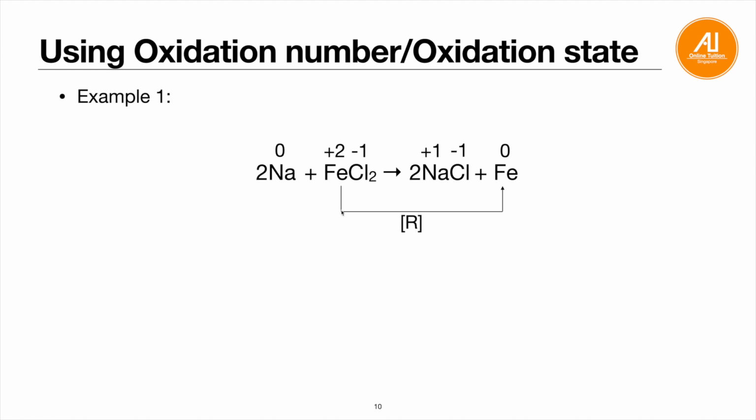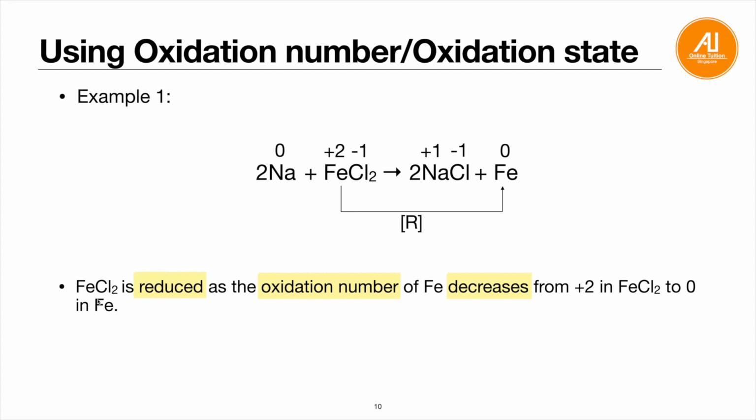Okay, then which element? Okay, so we write down the statement first. So this is the way you write it in a very clear format, like a template for you. Okay, FeCl2 is what? This whole compound is reduced. Okay, as what? The oxidation number of what? Of iron. Okay, so oxidation number always refers to the element. So you have to say oxidation number of iron or oxidation number of chloride. You cannot say oxidation number of FeCl2. A compound does not have an oxidation number. It only exists for an element.